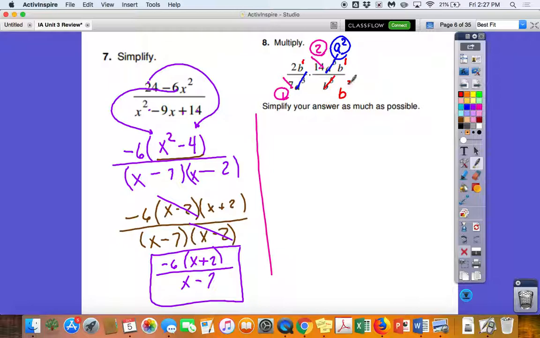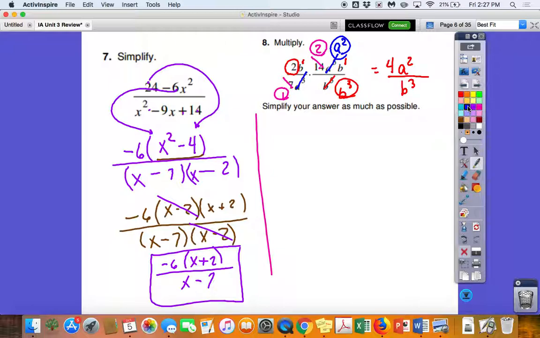5 minus 2 is 3. Okay, so I just need to clean up this mess. Don't forget him. So I got 2 times 2 gives me 4, and that's a squared up top. And in the bottom, the only thing that I have to write down is b to the third.